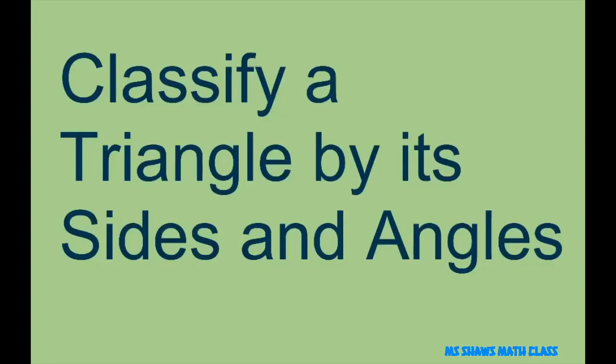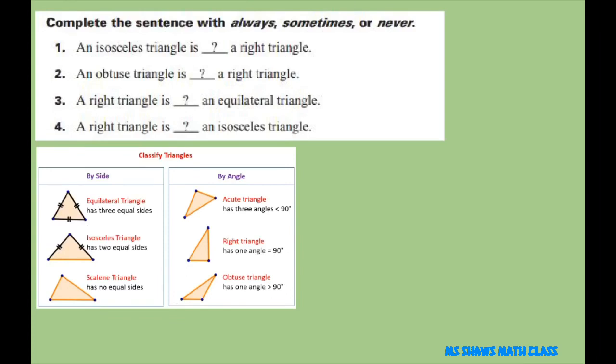Hi everyone. We're going to classify a triangle by its sides and angles with some problems. So the first one we have is just complete the sentence with always, sometimes, or never.